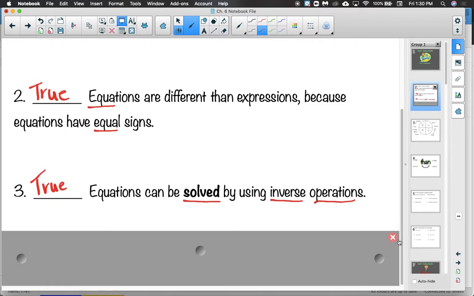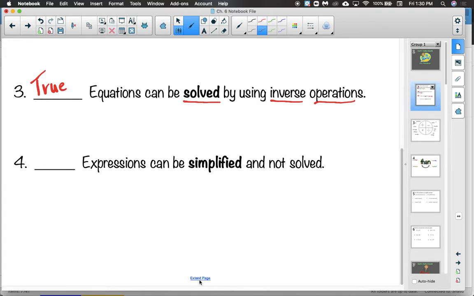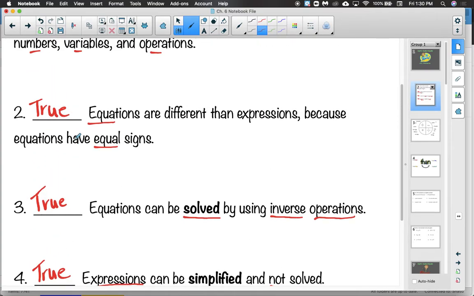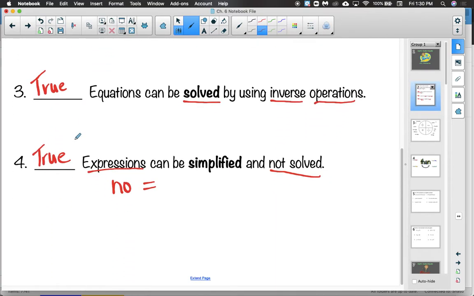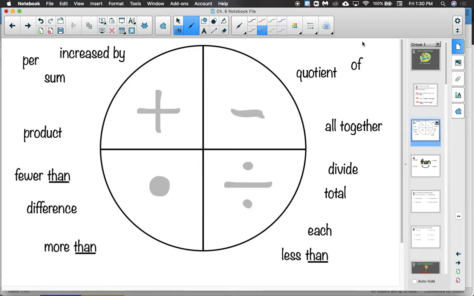And last but not least, number 4, expressions can be simplified, not solved. We just spent an entire chapter. Chapter 5 was all about expressions. Expressions do not have an equal sign, right? No equal sign in an expression. So because they don't have an equal sign, that means they cannot be solved. We can simplify them. So this is another true statement. So these are some really nice true statements that you can study as notes as you prepare for your upcoming quizzes and tests. So here is an activity for us.